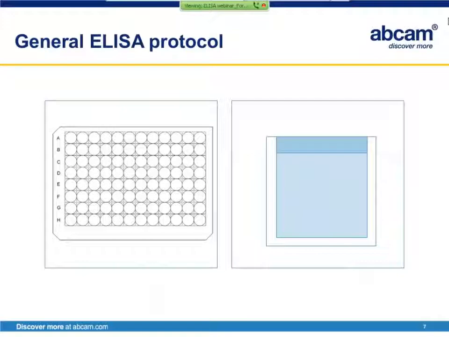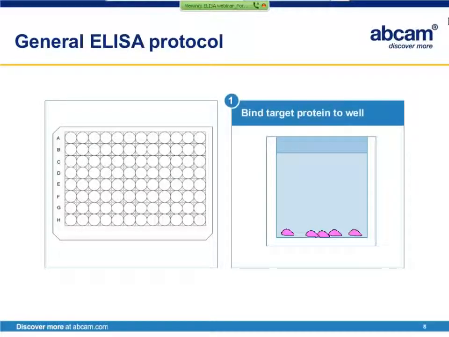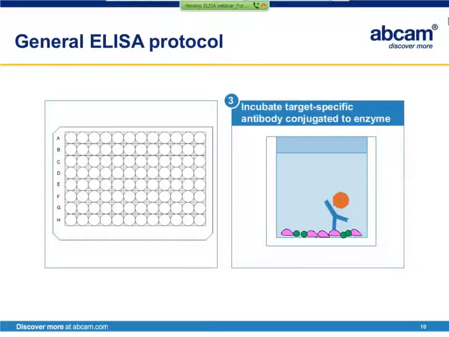Here's just a brief overview of a standard ELISA. On the left, you see a schematic of a traditional 96-well microtiter plate, and on the right, we have magnified one well to demonstrate the general steps of the assay. In step 1, we'll bind the target to the microtiter plate well. And in step 2, we'll block the well to prevent unintended binding of subsequent assay reagents. In step 3, we'll incubate the target-specific antibody. Here we show the antibody conjugated to a reporter enzyme.